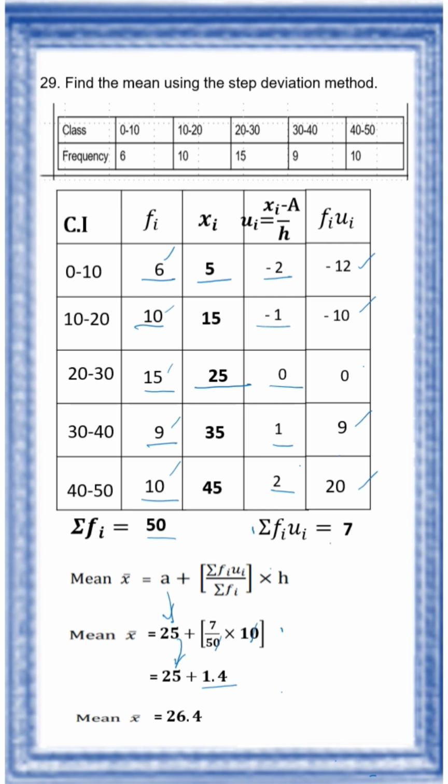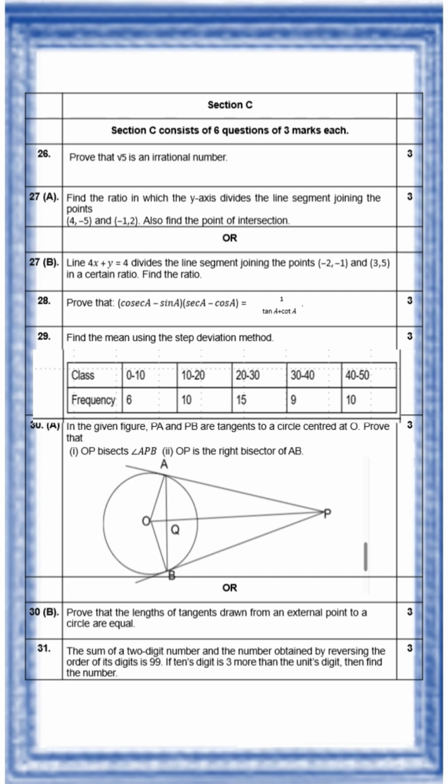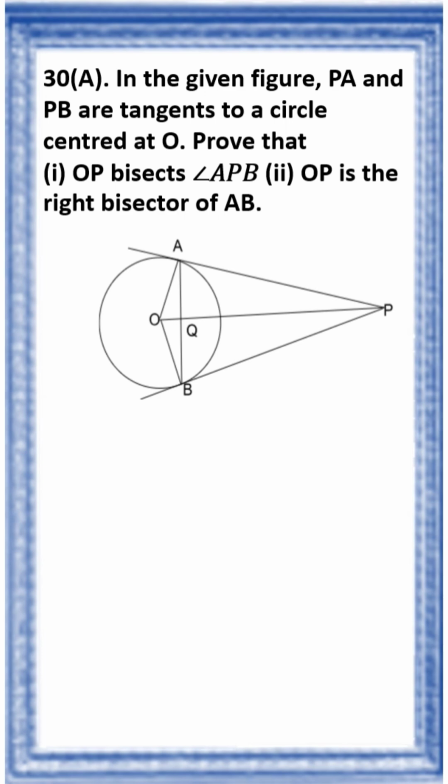Okay. Now let us solve the question number 30, which has an internal choice question. Now let us solve the question 30A. In the given figure, PA and PB are the tangents to a circle centered at O. Prove that OP bisects angle APB. Second one, OP is the right bisector of AB.